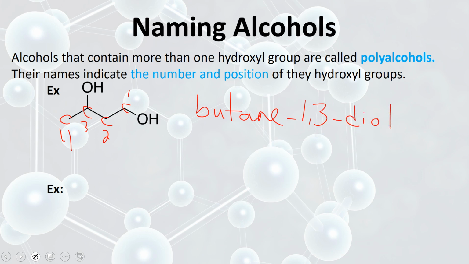1,3-diol. Diol, right? So di- because there are two, and -ol because it's a hydroxyl. You may also see it written like this: butane-1,3-diol. Sometimes they take the E out, sometimes they don't. It kind of depends on what you're looking at. Sometimes they keep the A, and sometimes they don't. You'll see it written both ways.